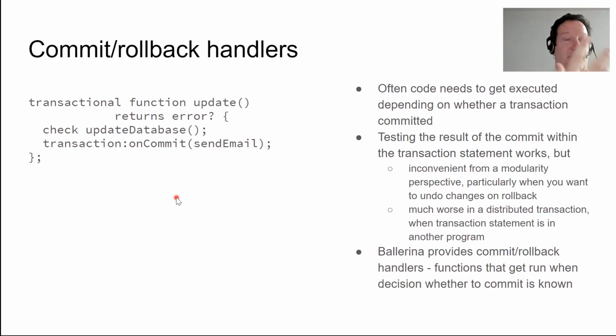But your commit is in one place in the transaction statement, and it's not very convenient to have to do everything you need in the transaction statement. Particularly because we don't have transactional memory, if there's something you want to undo if the transaction was rolled back, you want that undo to be in the same place as the do. You don't want to have to put all that logic in the transaction statement.